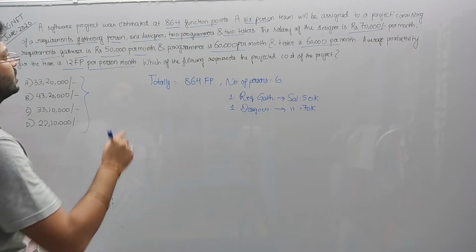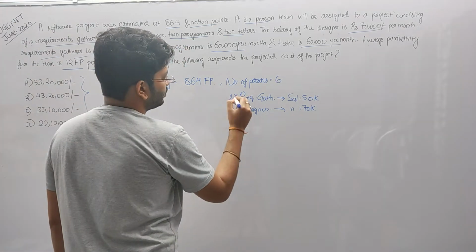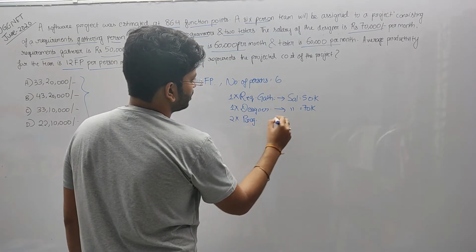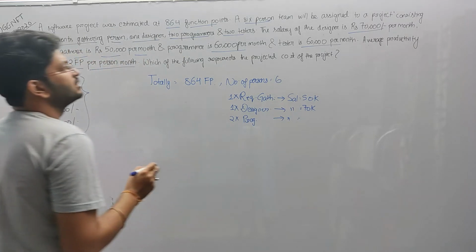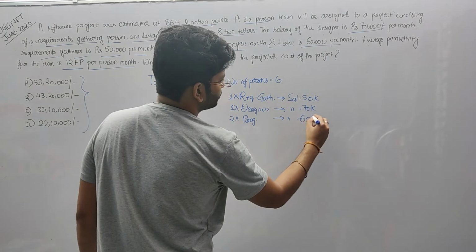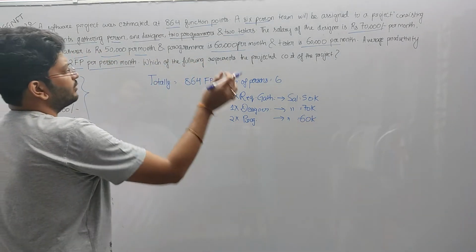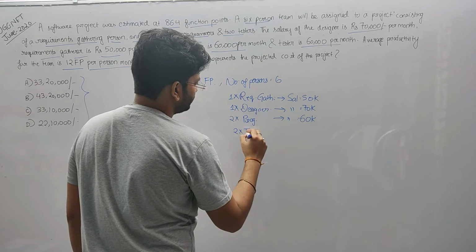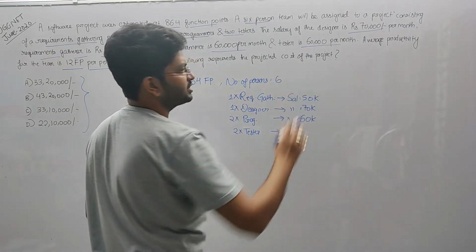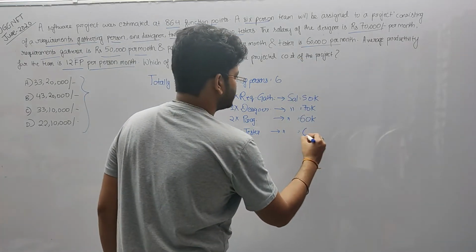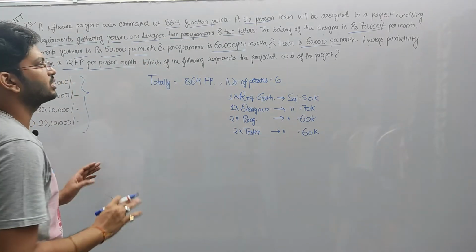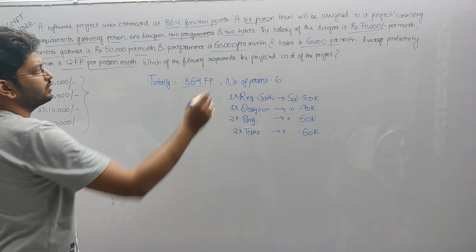Now coming to the next one, there are two programmers, 2 into programmers, and the salary of the programmer is 60,000. The salary of the programmer is also 60k, and we have two testers, 2 into, and the salary of the tester is also 60,000 per month, so it is 60k. So 2 plus 2 is 4, plus 2 is 6, that is totally we have 6 persons.